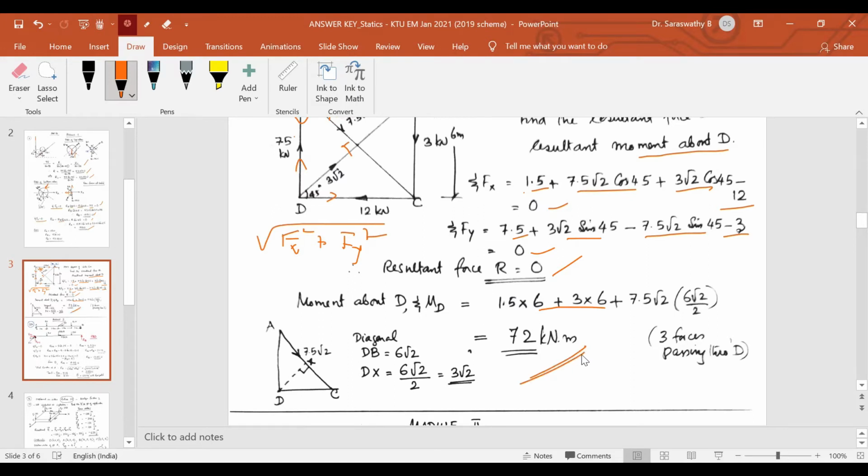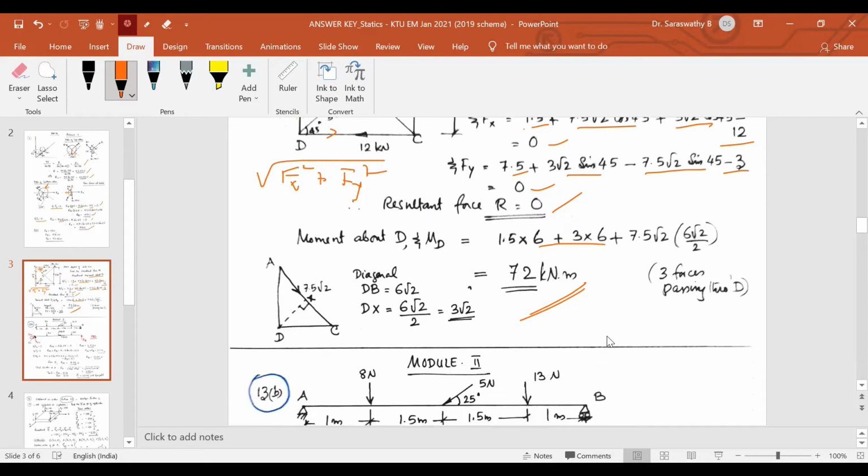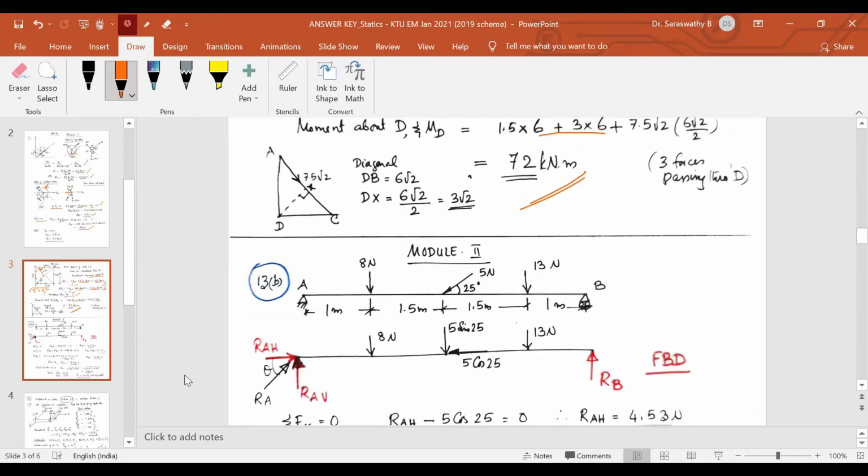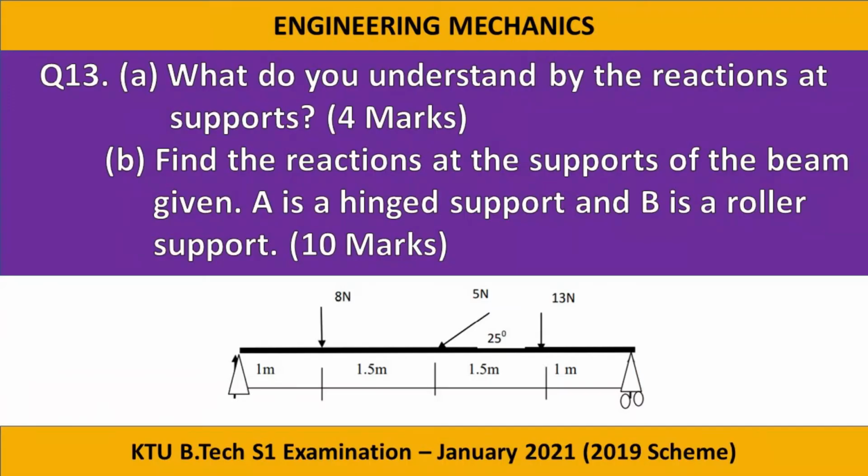So module 1, the questions based on equilibrium as well as based on resultant and equilibrium equations, free body diagram, and resultant of concurrent as well as non-concurrent coplanar forces is completed. Then coming to module 2, 13B. 13A is a descriptive question for 4 marks.